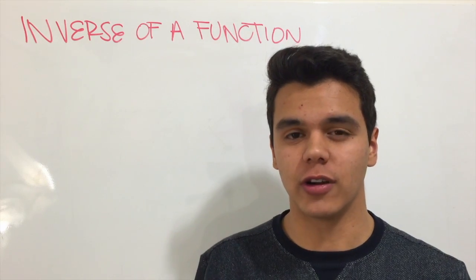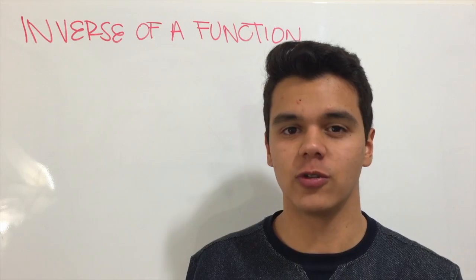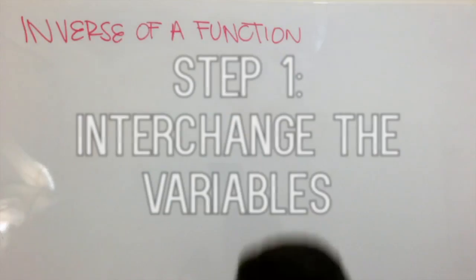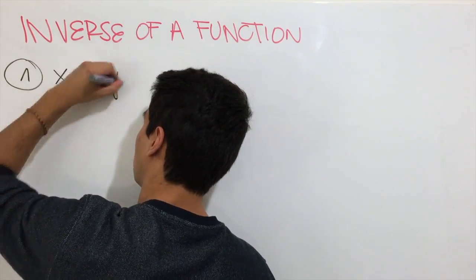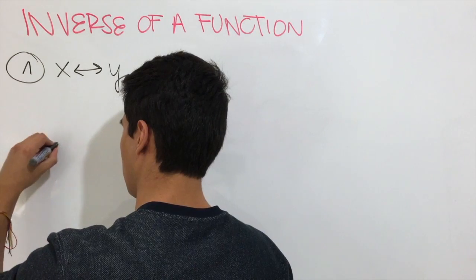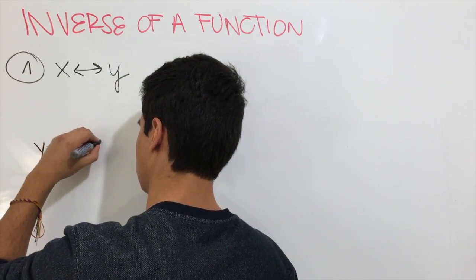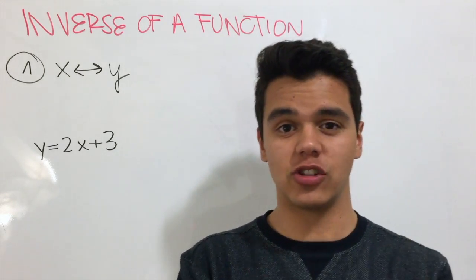So after we make sure that our function is one-to-one, there's just two simple steps that we have to follow in order to calculate the inverse of that function. Step 1. Interchange the variables. For the example, I'm going to use the function y equals 2x plus 3. As I already told you, the first step is to interchange the x and y's.